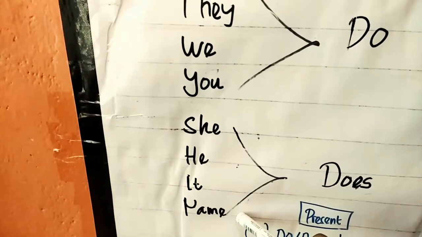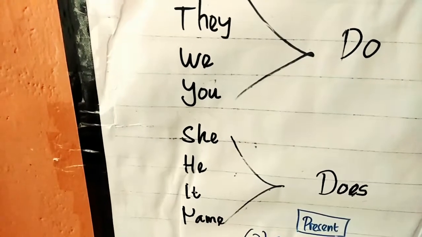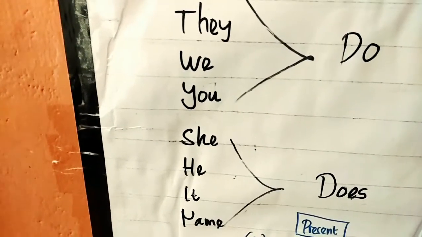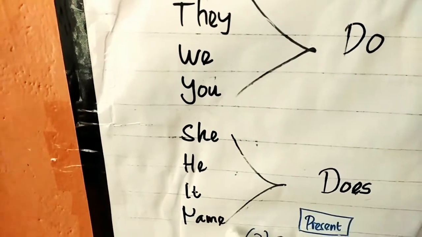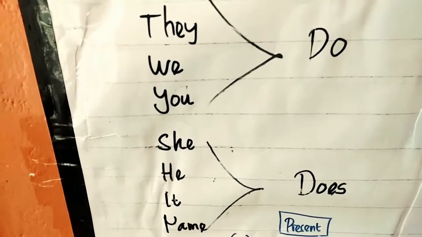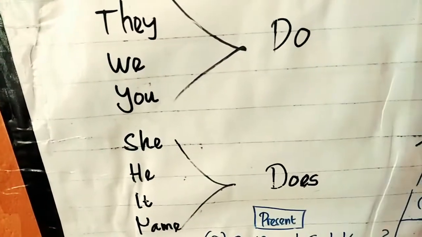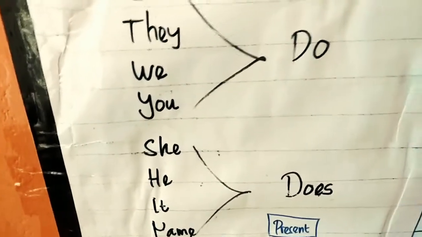Okay, she, he, it, and name, like Brandon, like Johan, like Baharudin. That's a name. She, he, it, and name must use does, in the present time. Okay, in the present time, do, does.